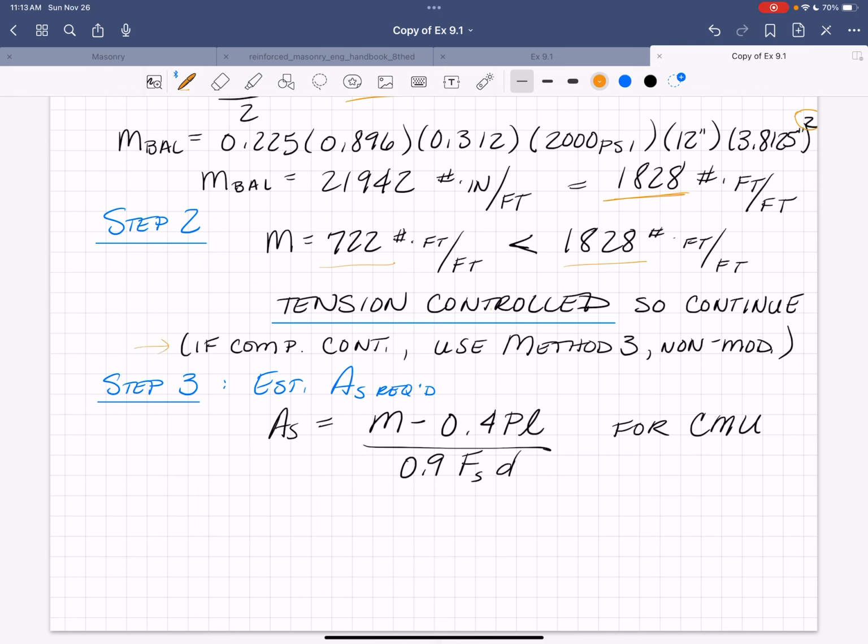If it's compression controlled, I have to use method 3, the non-modified version. So step 2 is just basically doing the comparison. Step 3 is to estimate how much steel I'm going to need. This equation is also in the handbook. For masonry, the amount of steel required is going to be the moment minus 40% of axial times L over 0.9 F sub S D.